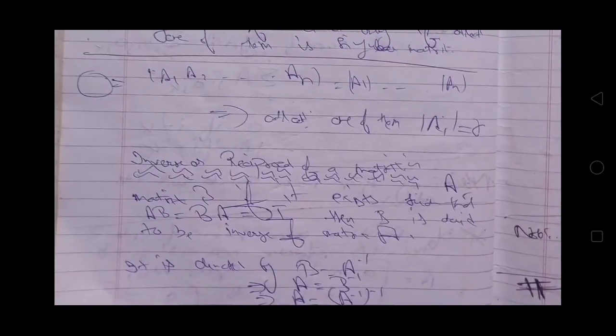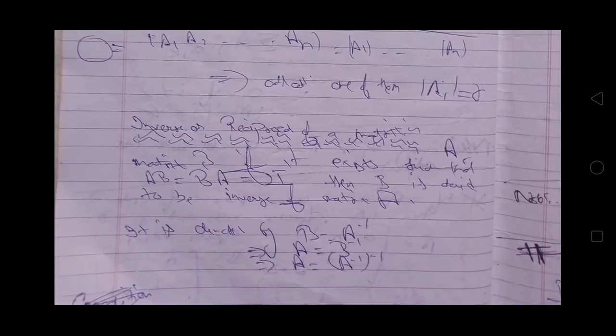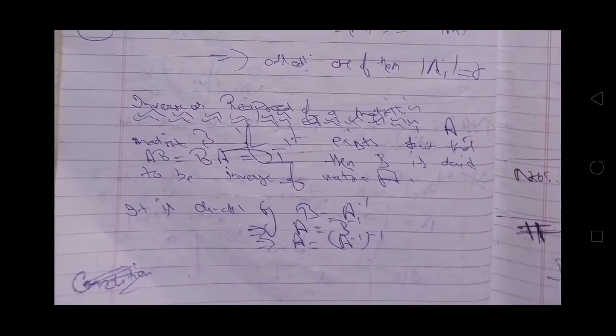Now, what is the inverse or reciprocal of a matrix? For a square matrix A, if a matrix B exists such that AB is equal to BA is equal to the identity matrix, then B is said to be the inverse of matrix A. It is denoted by B equals A inverse, which implies that A is equal to B inverse, which implies that A is equal to the inverse of A inverse.